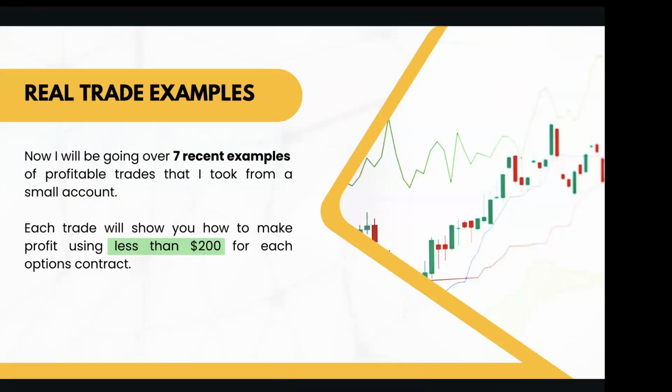7 recent examples. They're all from the month of March that I took from a small account, all on Robinhood. And each trade will show you how to make profit using less than $200 for each option contract. There is one contract where it's not $200, it's $263.